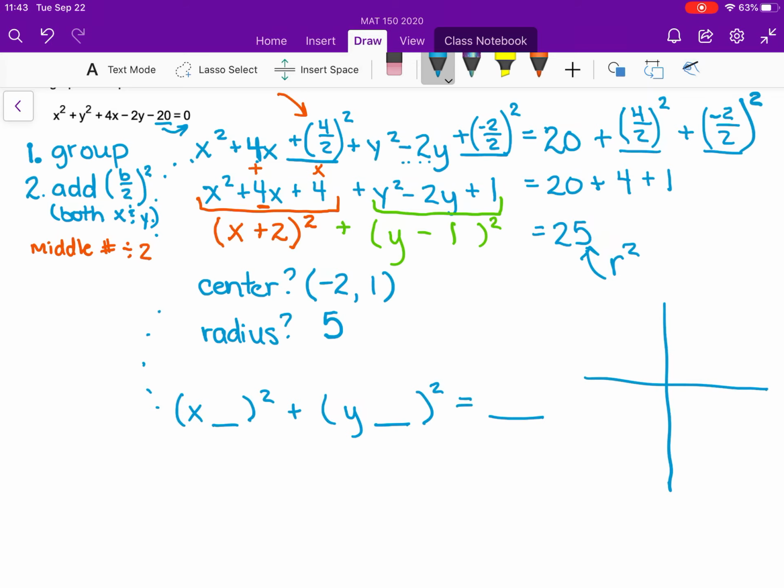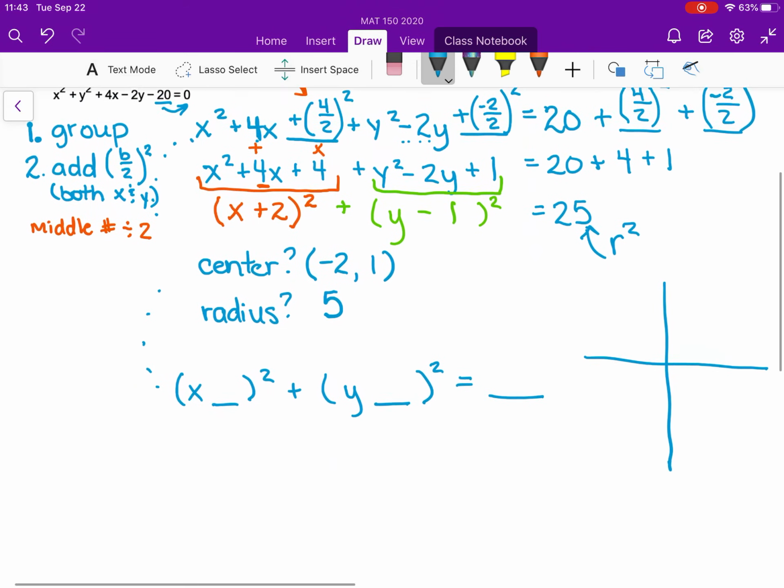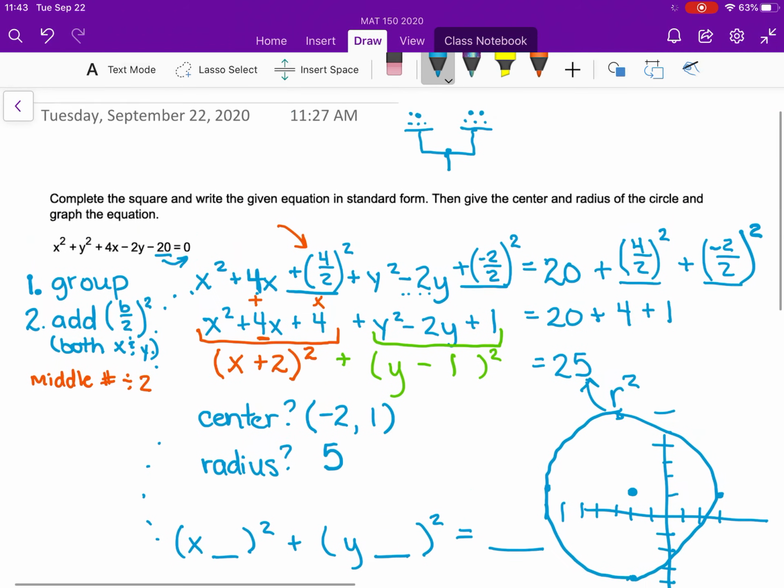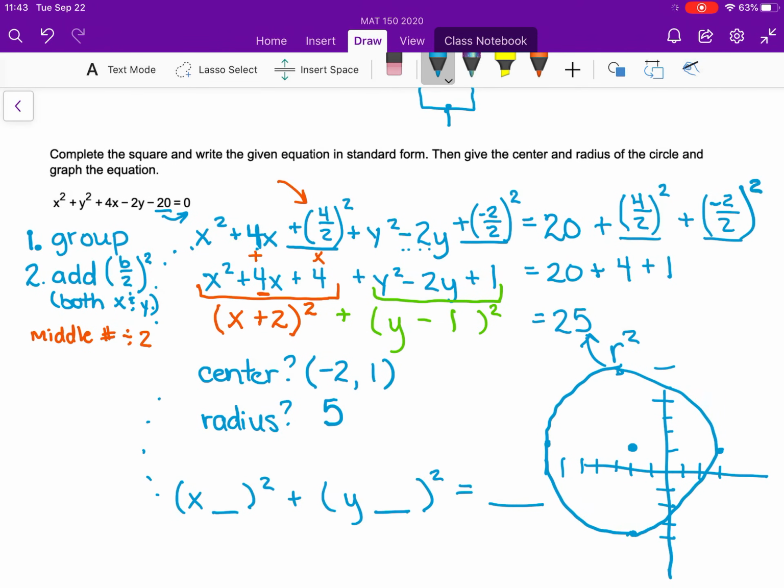So then it doesn't ask me to in this problem, but if I wanted to graph, actually it might ask me to graph. I don't know, I didn't read the whole thing. Yes, graph the equation. I would go to negative 2, 1 for my center. If my radius is 5, I count 1, 2, 3, 4, 5 in each direction. My graph is nowhere near equal, so my circle looks about as good as you expect it.